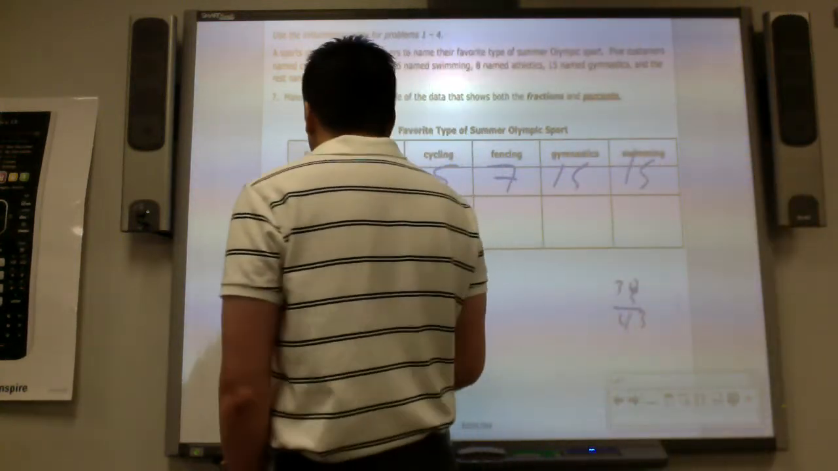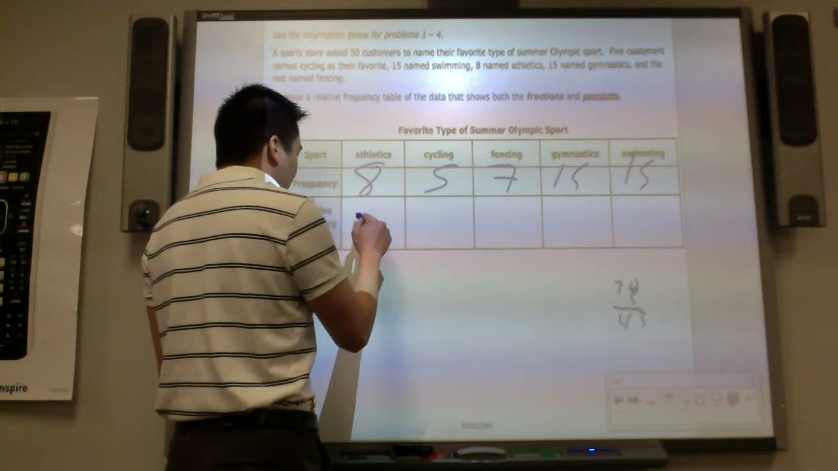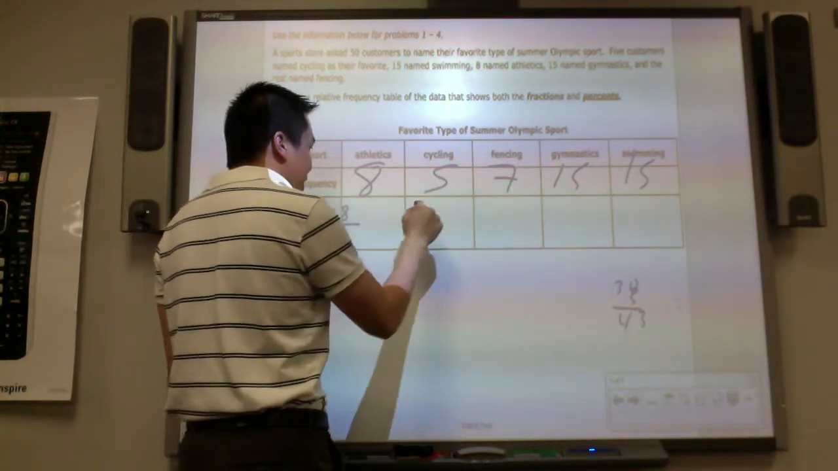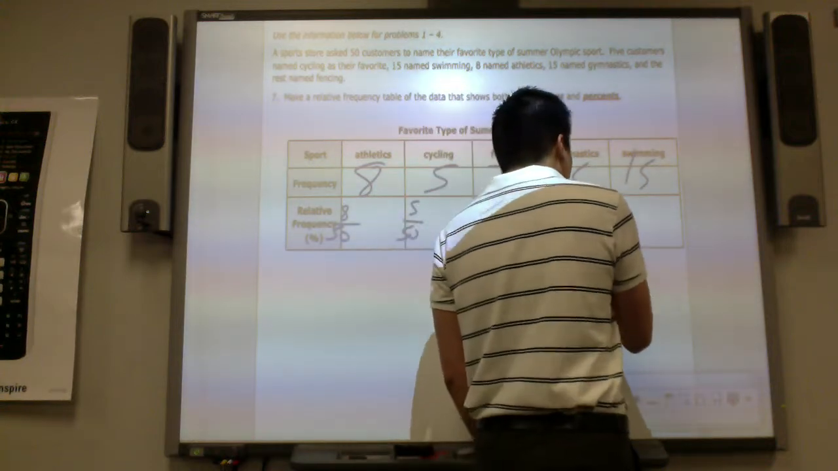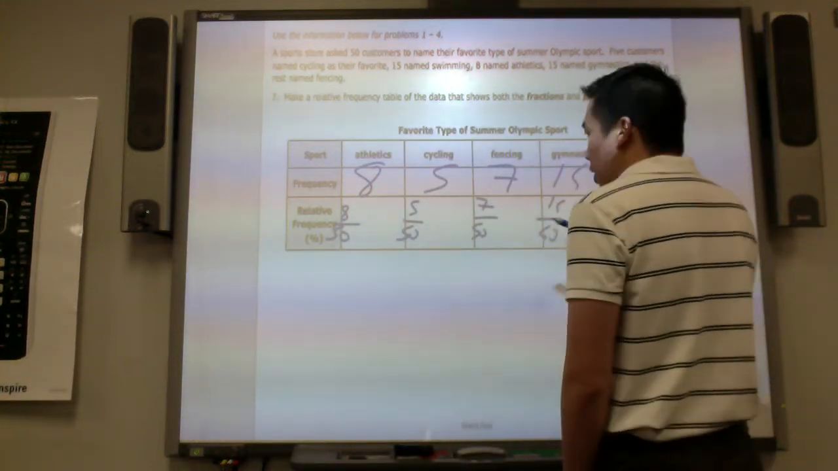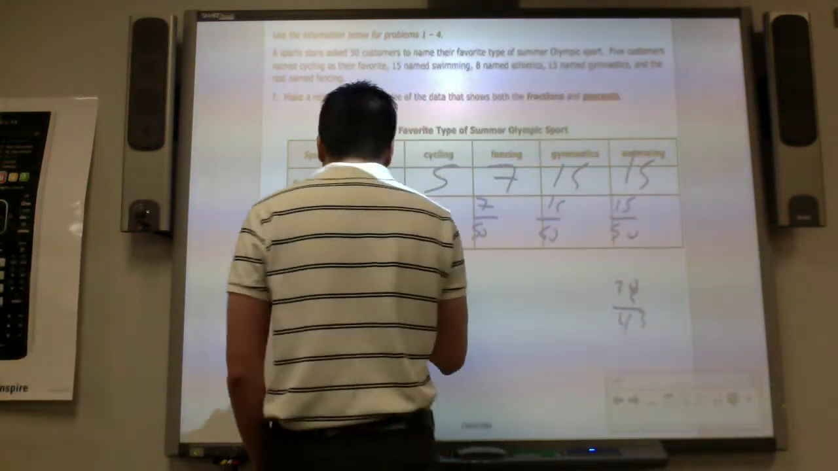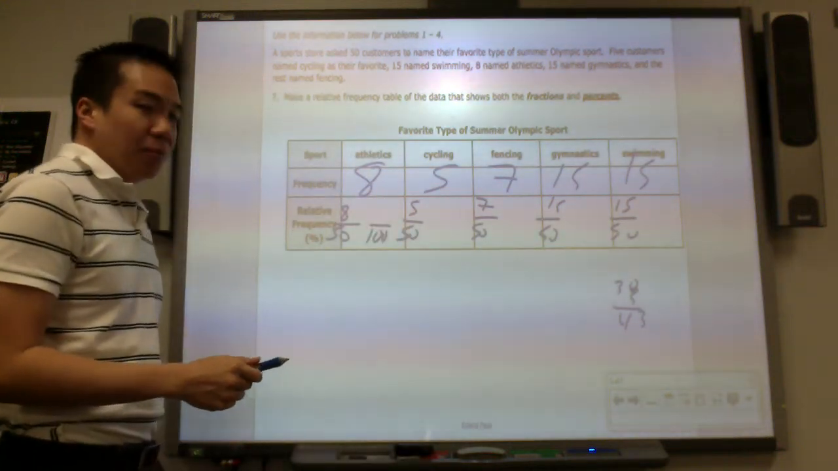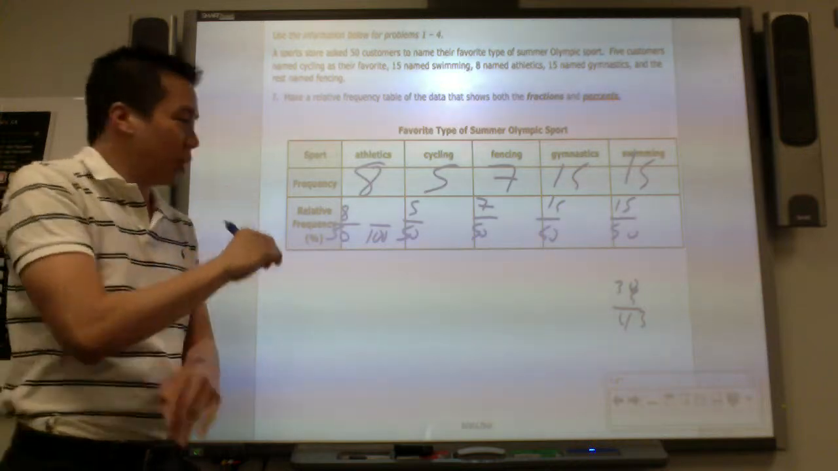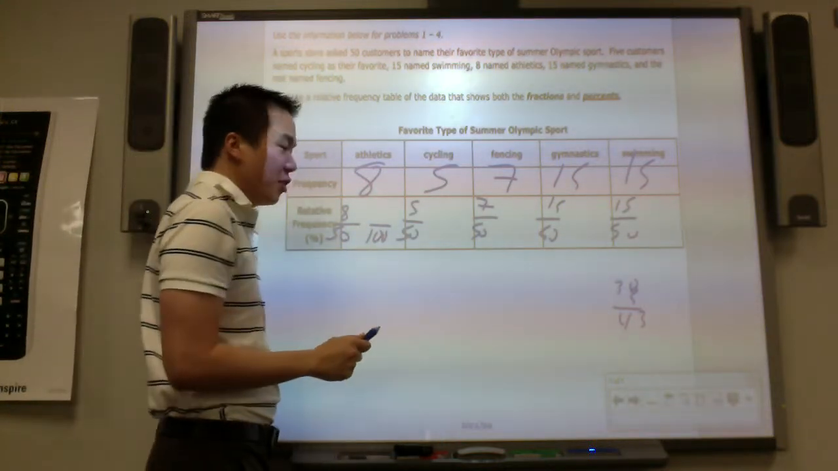So let's find the relative frequency. So we know there's 8 out of 50, 5 out of 50, 7 out of 50, 15 out of 50, and 15 out of 50 chose these items. And there were 100%. So again, percent means per 100. So how do you build up 50 customers to 100%?